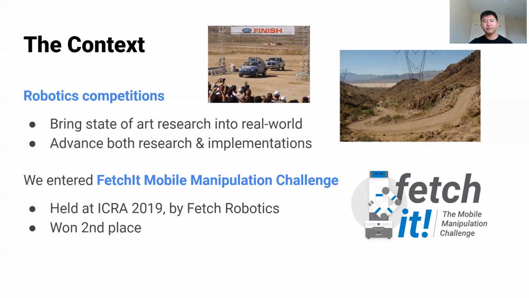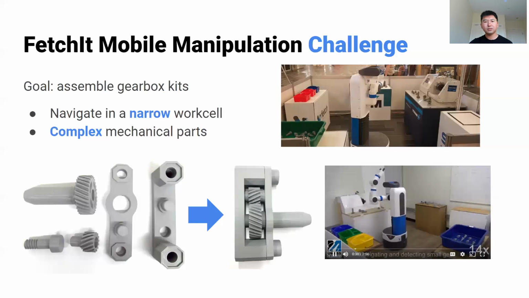In our case, we entered the Fetch Mobile Manipulation Challenge last year in 2019. It's held at ICRA and organized by Fetch Robotics, and we won second place. So the goal is for a Fetch robot to assemble gearbox kits as many as possible. To achieve the goal, the robot has to navigate in a narrow work cell, which is a 3x3 arena, pick up some complex mechanical parts, and put them into caddies.